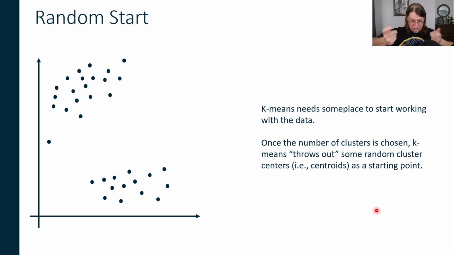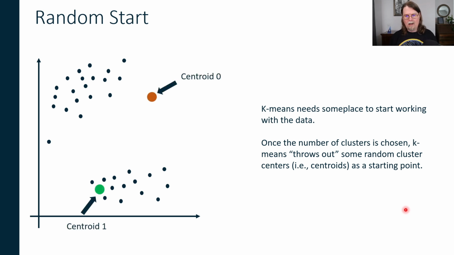Typically what it does is it tries it at random. So literally what it does is it says, I'm going to throw out 2 data points, 2 prototypes at random into the space, and then just run through the algorithm. And let's assume that we land like this. So we throw out 2 of our centroids here, centroid 0 and centroid 1, and we start running through the algorithm. And the algorithm is super simple conceptually.